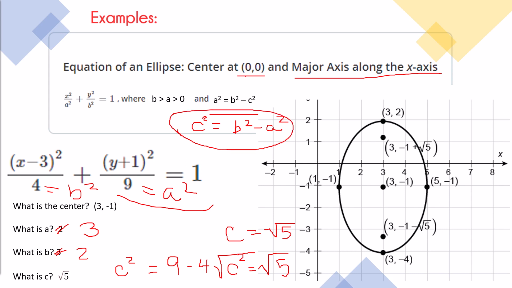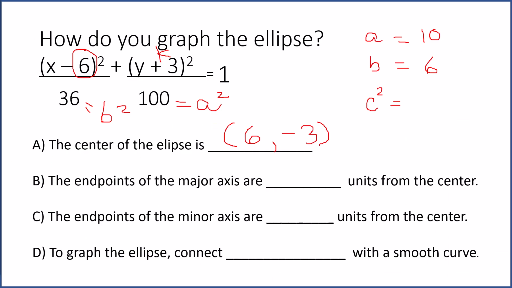C squared equals b squared minus a squared. This is where it gets confusing. C squared equals, it's always going to be the larger number. It's going to be a squared minus b squared because a is always the larger number. So it's going to be 100 minus 36. If you get confused with what comes first, what you're subtracting, it's always going to be that larger denominator, subtract the smaller denominator.